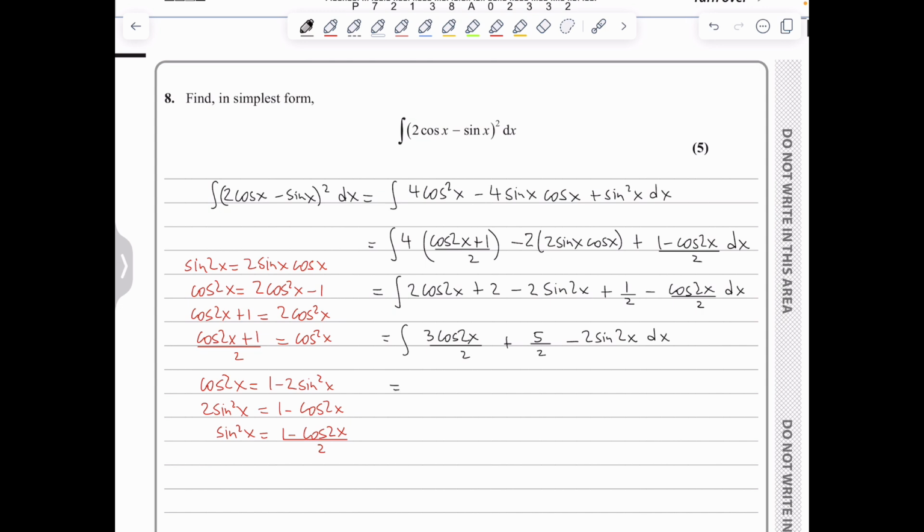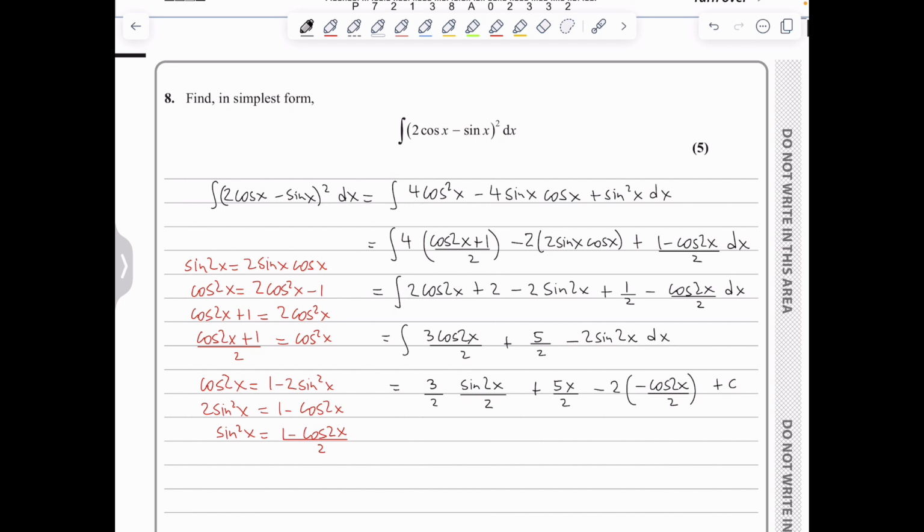Now the 3 cos of 2x over 2 will give me 3 over 2, and the integral of cos 2x will give me sine of 2x over 2. Remember, we need to divide by the derivative of the inside, and also the integral of cos is sine. Then for the 5 over 2, this is simply 5x over 2, and then minus 2, and the integral of sine is negative cos of 2x. And I also need to divide by 2, the derivative of the 2x, and the plus c.